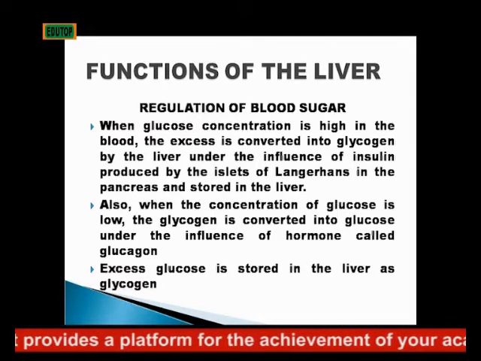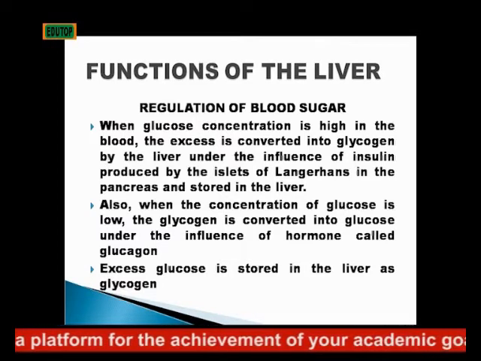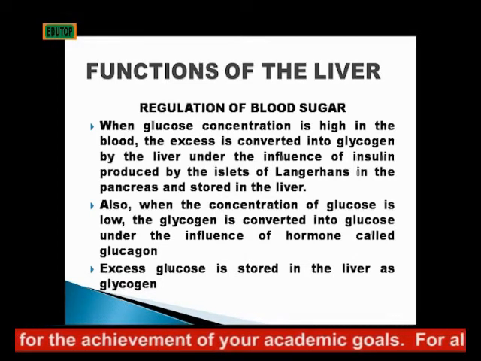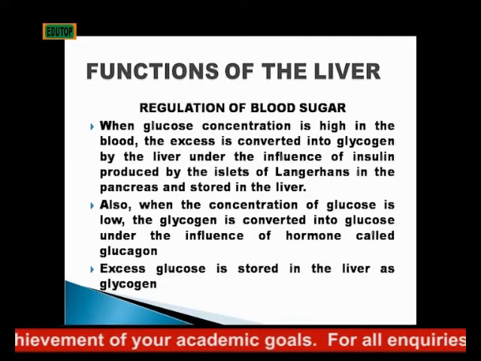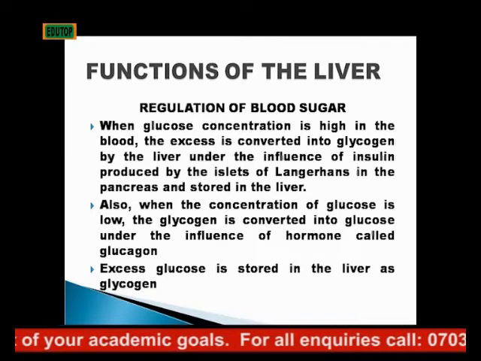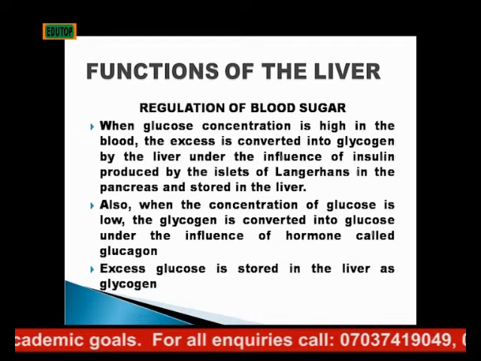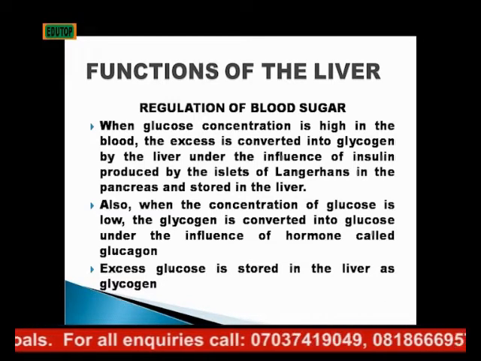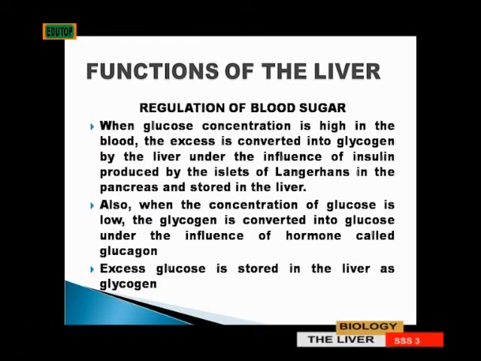Also, when the concentration of glucose is now low in the blood, the glycogen is converted into glucose under the influence of a hormone called glucagon. So note this: when the concentration of glucose in the blood is high, insulin converts the excess glucose into glycogen. Then when the concentration of glucose is low in the blood, the glycogen is converted back into glucose by the hormone called glucagon. So excess glucose is stored in the liver as glycogen.